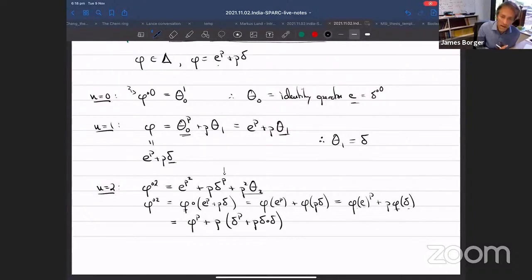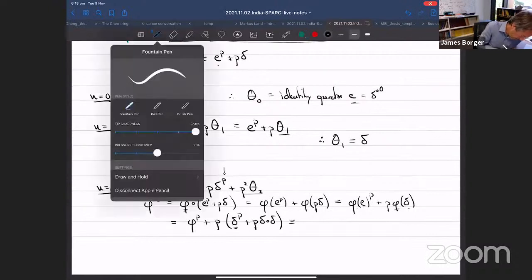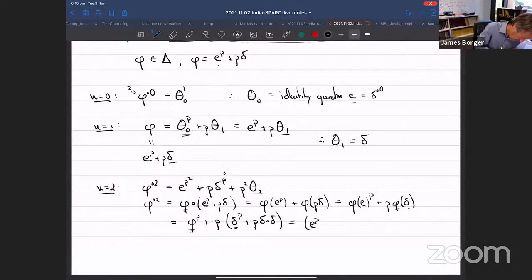Wait, did I say something wrong? We can expand it. Let's expand it even further. So the pth power of delta, so this is phi to the p plus p times, no, sorry. We'll expand this one further. So this is e to the p plus p delta, all to the power of p, plus p delta to p plus p squared delta composed with delta. And now, then we solve for theta 2.